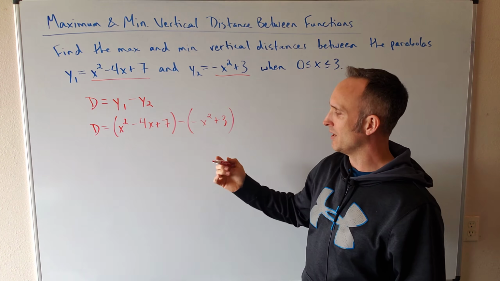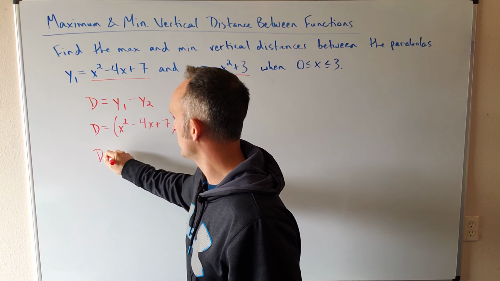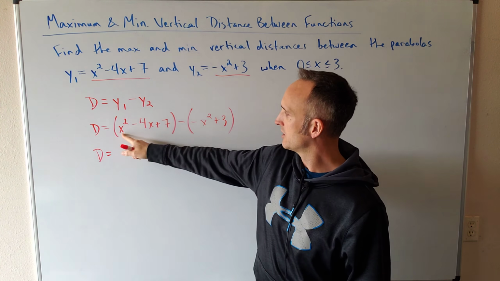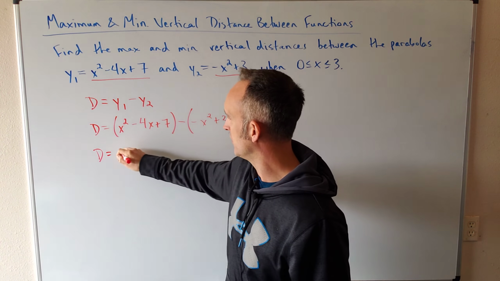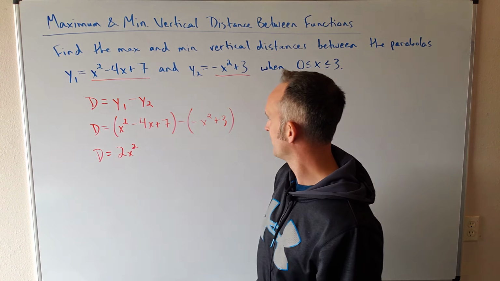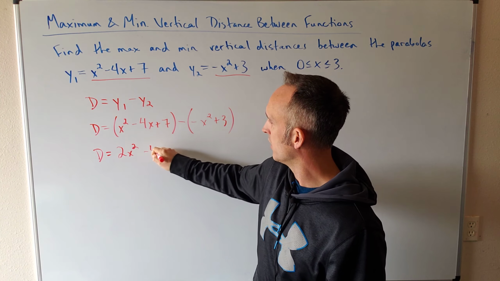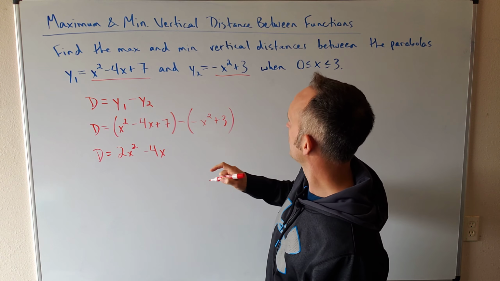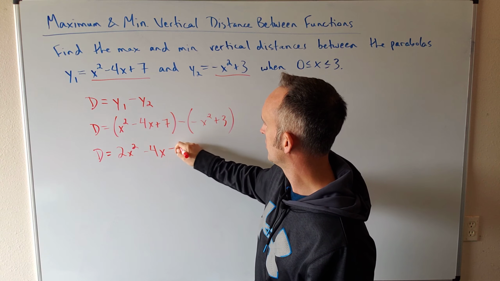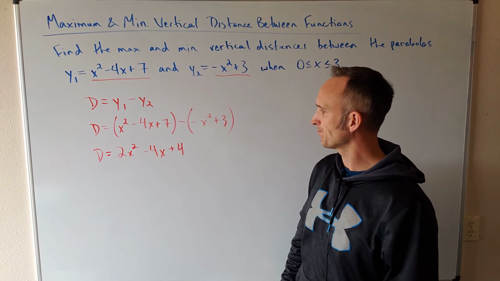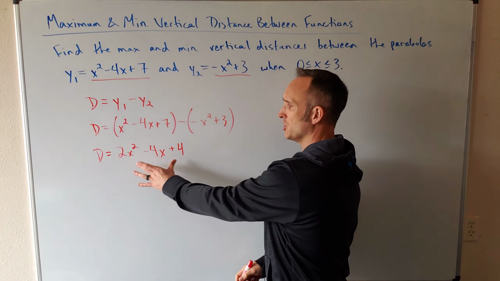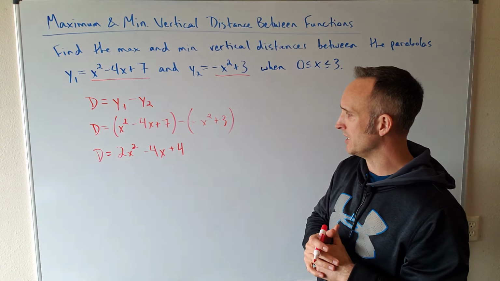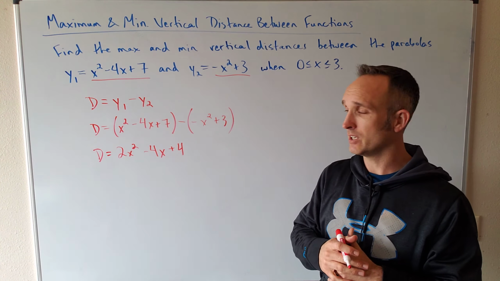And so then I'll simplify this function a little bit by distributing my negative and combining like terms. So I've got x squared plus x squared giving me 2x squared. Then I have negative 4x, and I have 7 minus 3, which is positive 4. Okay? And so this is the function that we want to find the maximum and minimum of on the interval from 0 to 3. In order to do that, I need to find its critical numbers.